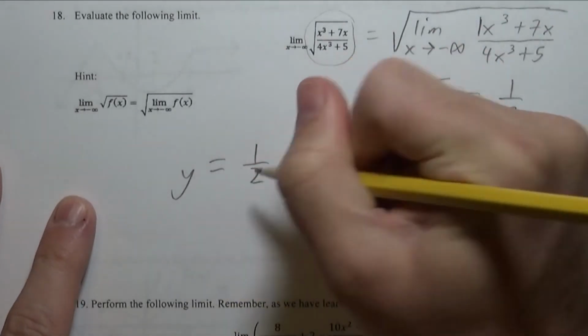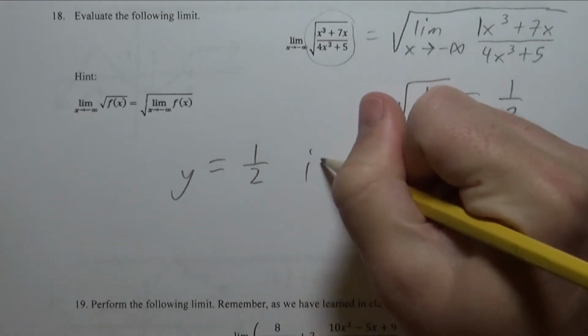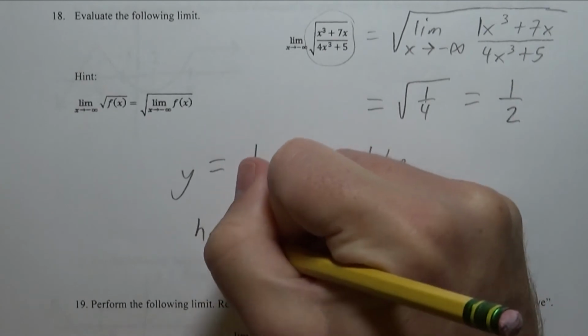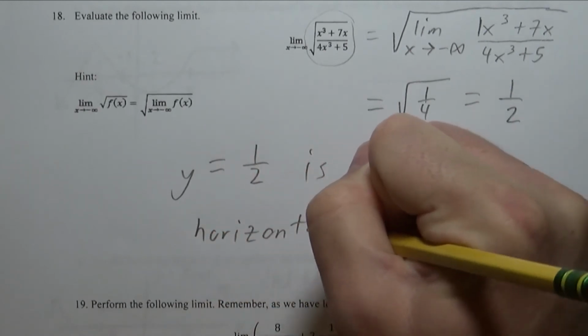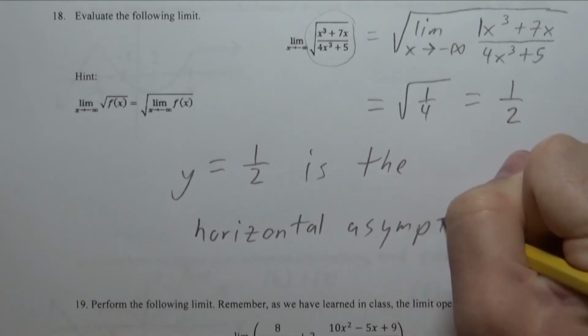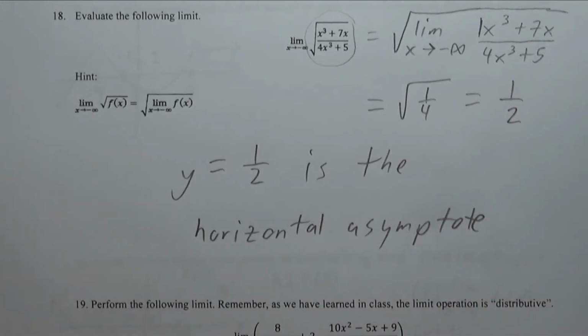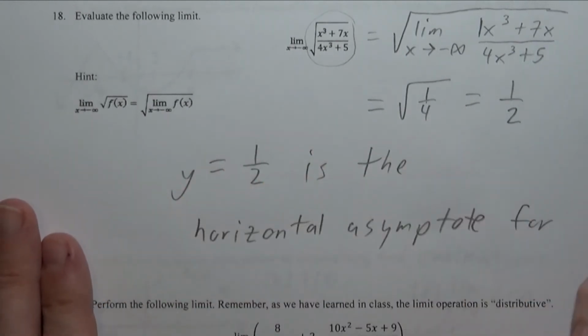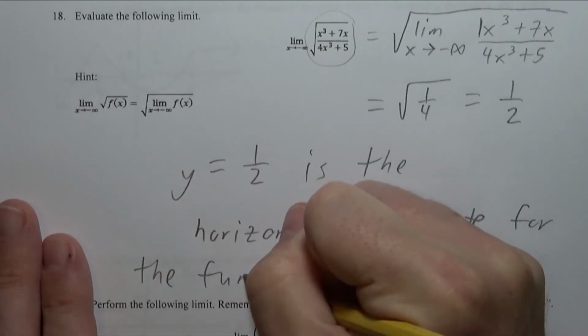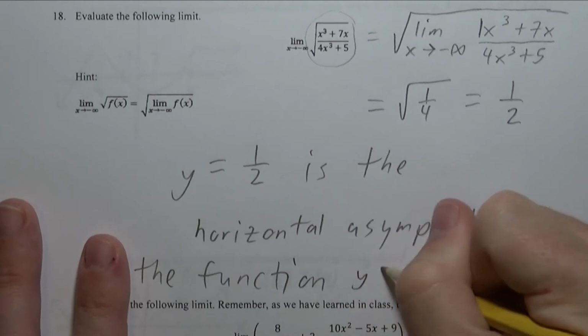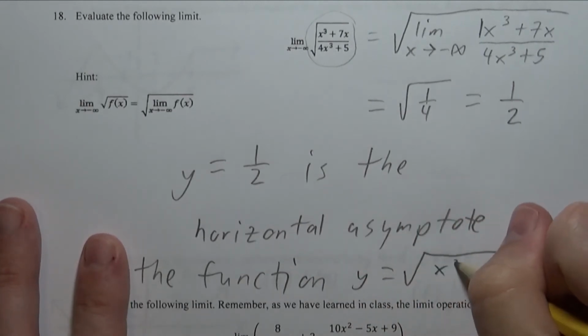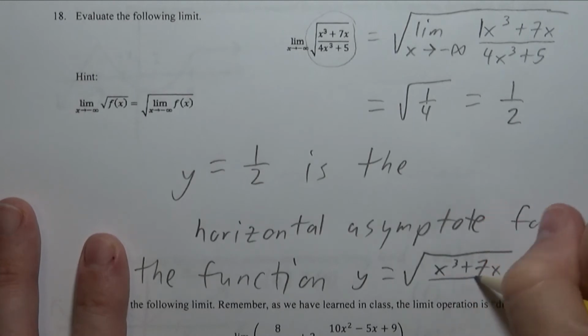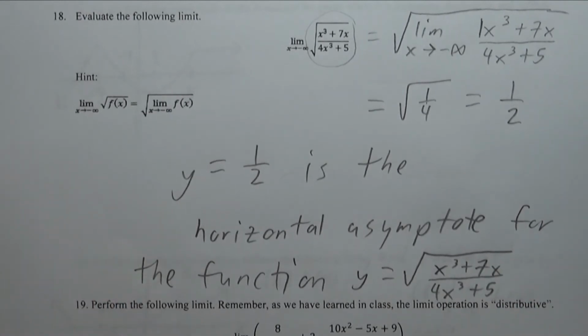y equals 1/2 is the horizontal asymptote for this. That's another analysis of this. It actually all means the same stuff.